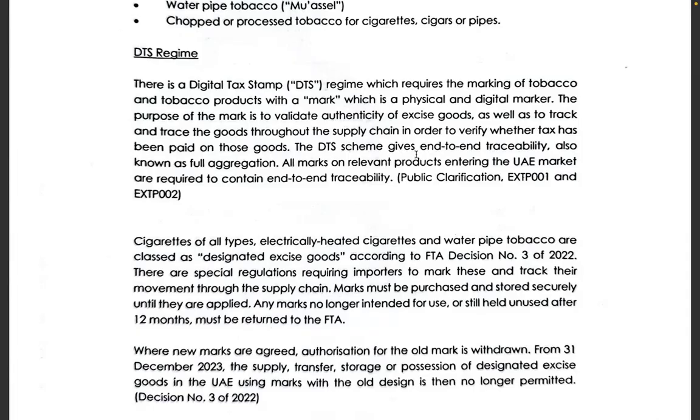The DTS scheme gives end-to-end traceability, also known as full aggregation. So all marks on the relevant products entering the UAE market are required to contain end-to-end traceability. So the whole point of this digital tax stamp is to enable or facilitate end-to-end traceability of the goods that are subject to this regime. Purpose of the mark is to validate authenticity of excise goods, as well as to track and trace the goods throughout the supply chain.